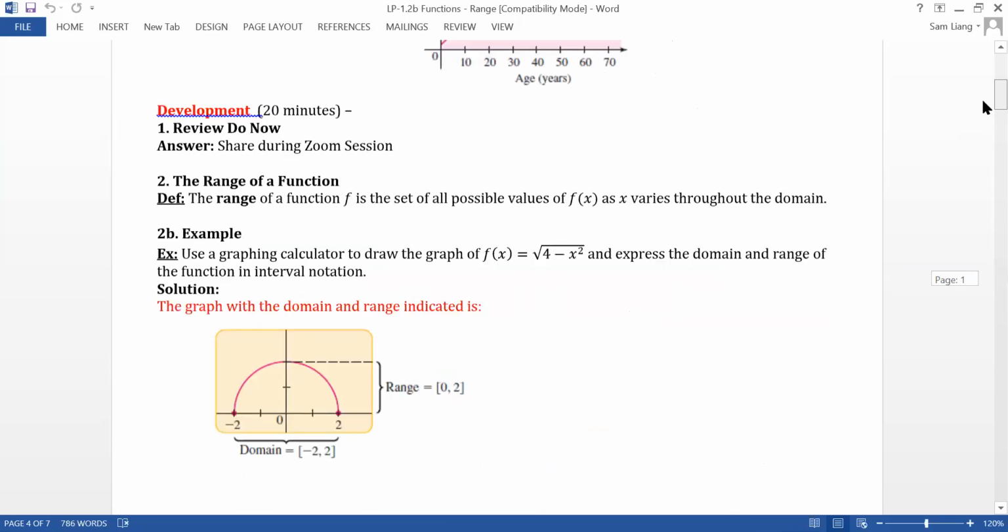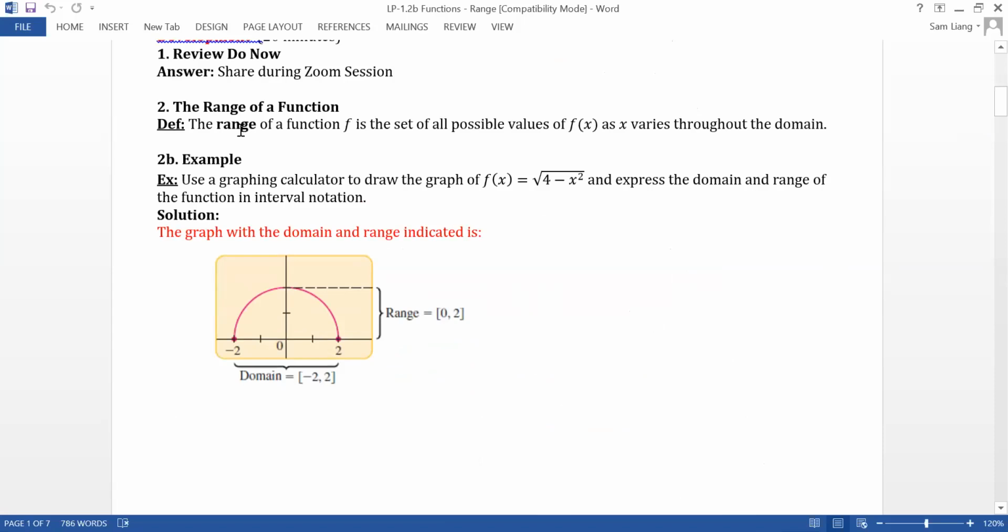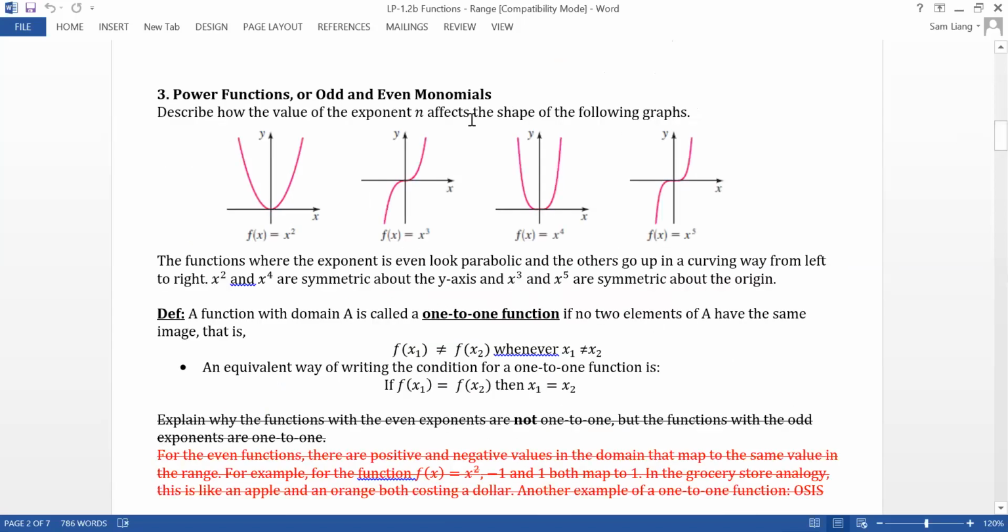So we're briefly going to talk about that definition of range, and then we're going to go to an example, and then we're going to jump to a different topic. Today we'll also talk about power functions and the definition of a one-to-one function. And then from there we'll get to our worksheet.